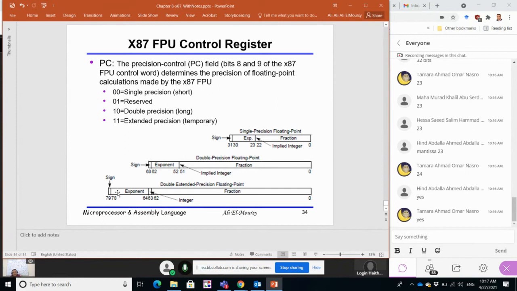It also supports, if you have a scientific operation and you need significant accuracy in your numbers, don't go for the single precision. You go to the double precision. The double precision has a total of 64 bits for the number, including 52 bits for the fractional mantissa, 11 bits for the exponent, and 1 bit for the sign.